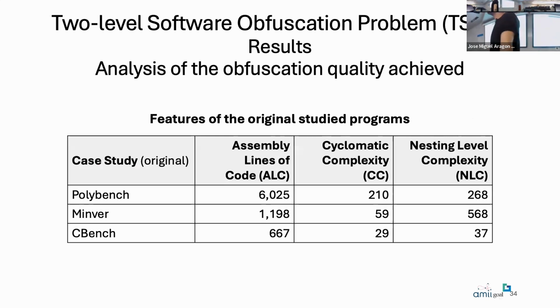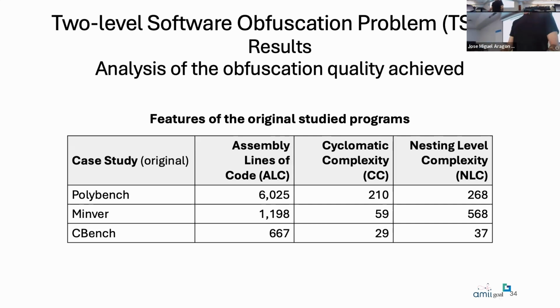So first of all, before talking about the improvement that we have obtained in each metric, these are the values of the different obfuscation quality metrics for each case study. As we can see, we have some more complex programs in number of lines and in cyclomatic complexity. But for example, Mindbird has more nesting level complexity. So we have some kind of different software.